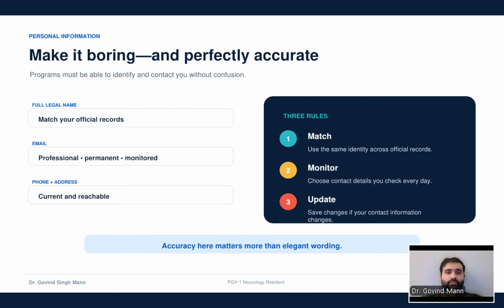Now, in terms of the first part here, it might sound boring, but whatever you're entering should be perfectly accurate. Your full name should really match your official records. That's your passport. Make sure there is no discrepancy between your name and your passport name over here. It should match your ECFMG profile as well, and the same similarity should be there in your MyIntel profile as well.